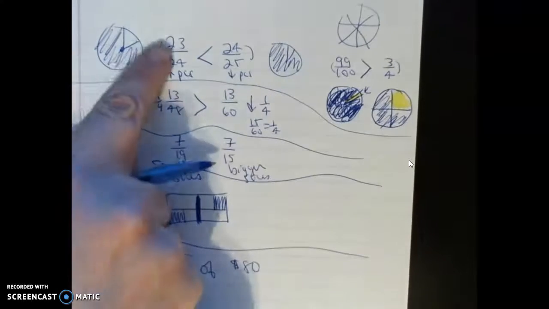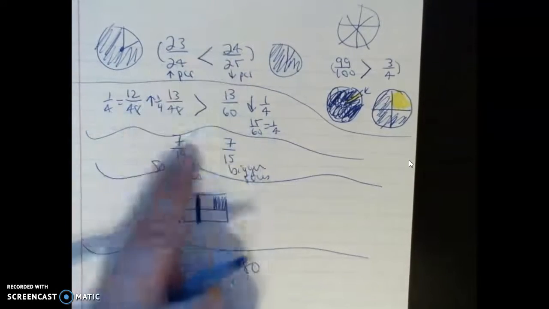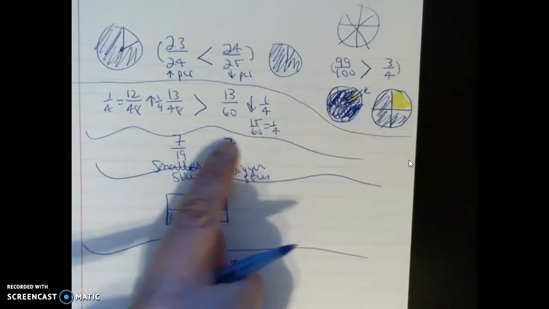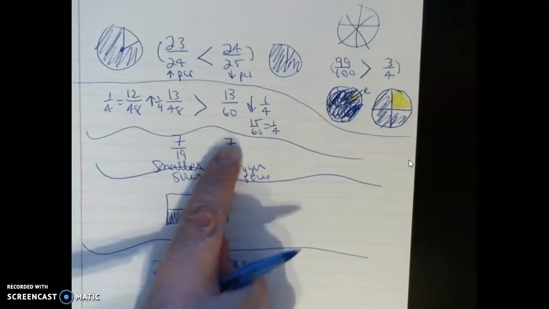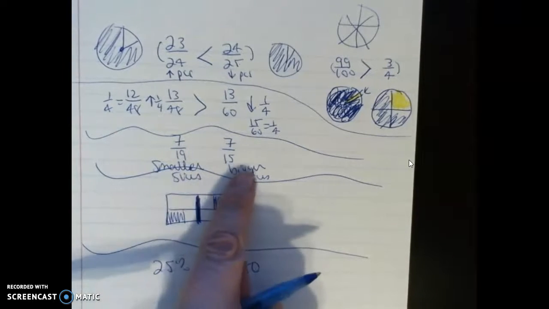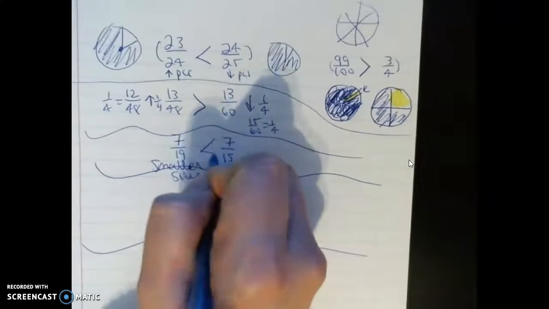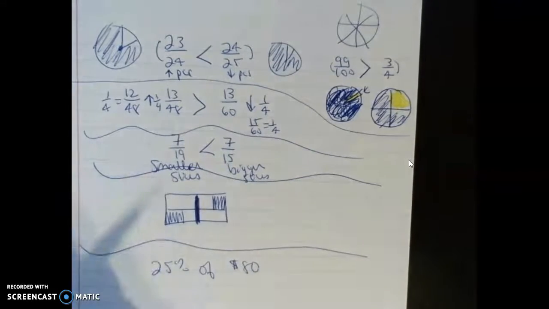And again, I'm not focusing on what's missing, that they're both missing one. They both have 7 slices, so I know they have the same amount of slices. So I have 7 smaller slices, I have 7 bigger slices. Obviously, having 7 bigger slices would be more.